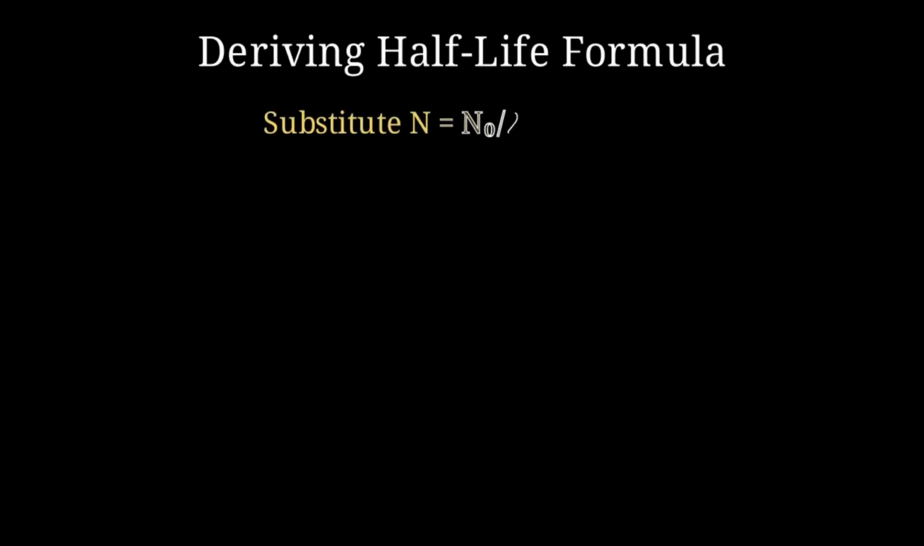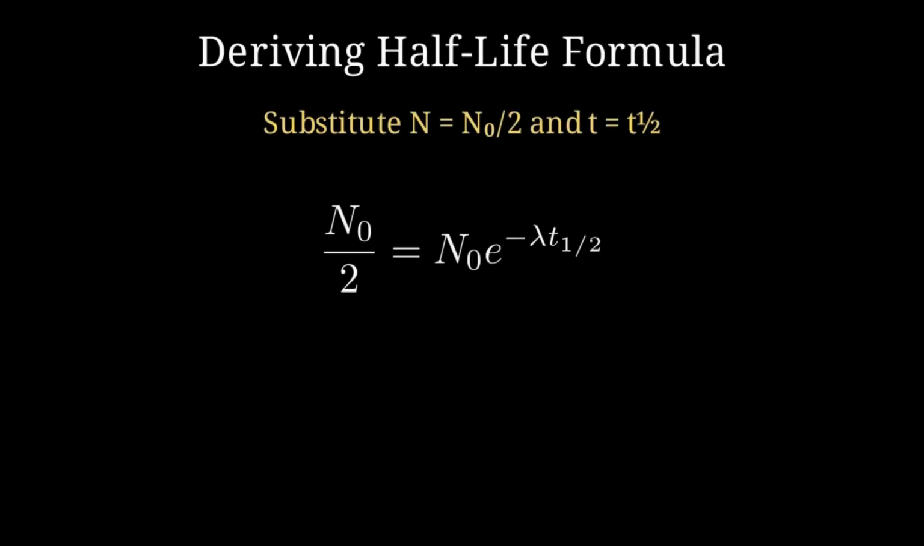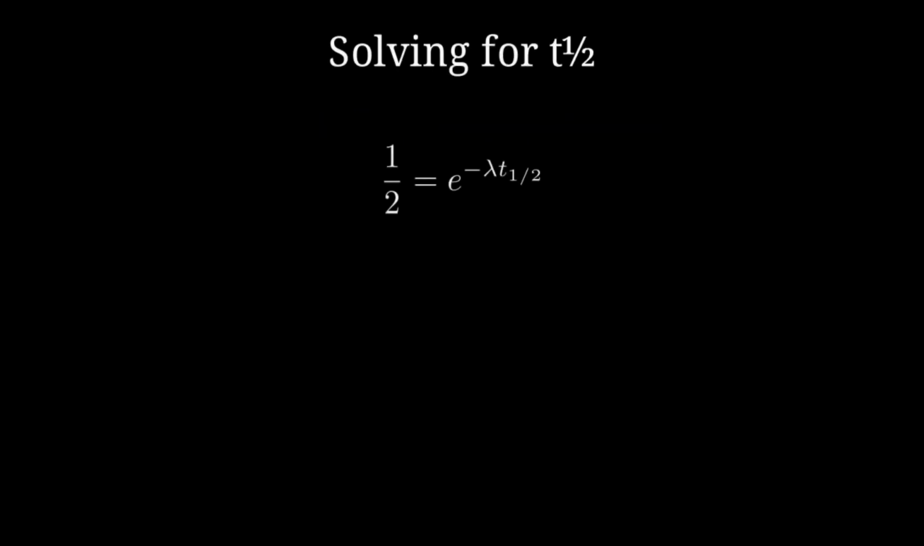To find the relationship between the decay constant and half-life, we substitute N with half of N0 into our decay law. We can immediately cancel out the initial quantity, showing that half-life is independent of the starting amount. We take the natural logarithm of both sides to isolate the time variable.